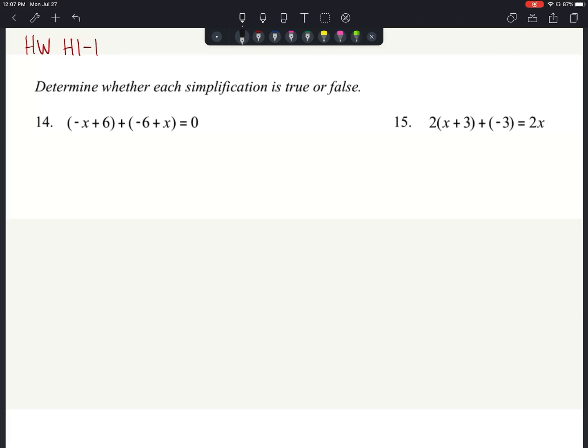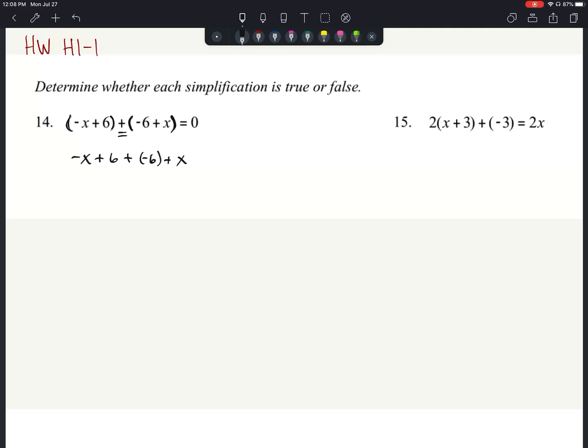We have negative x plus 6 in parentheses plus another set of parentheses, negative 6 plus x. We want to know if that really equals 0. As we look to simplify this, remember when we're adding a quantity here, we're not really doing anything to this group. So we can pretty much drop those parentheses, and we can drop the ones in the front too because there's nothing happening to those. So this is really just saying negative x plus 6 plus a negative 6 plus x.